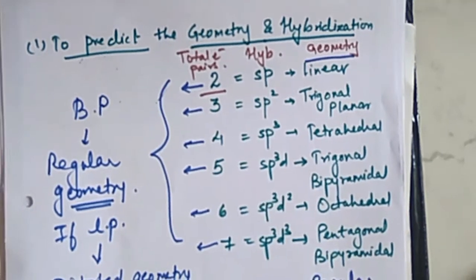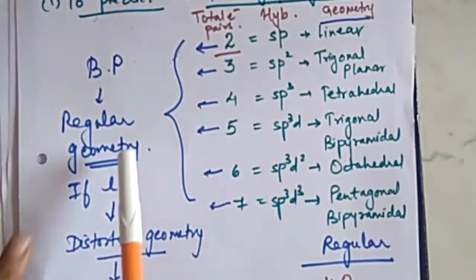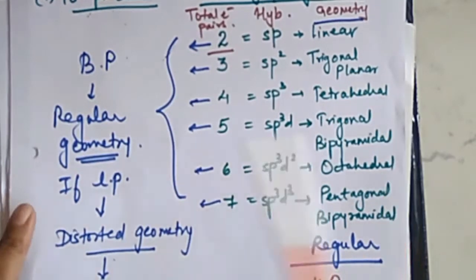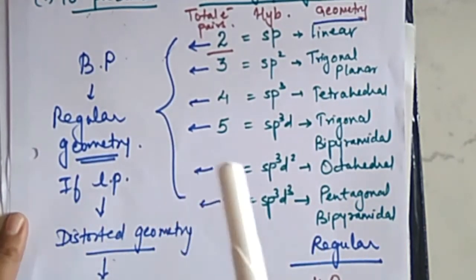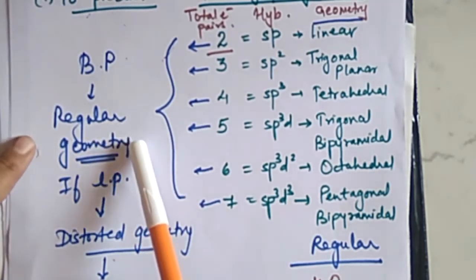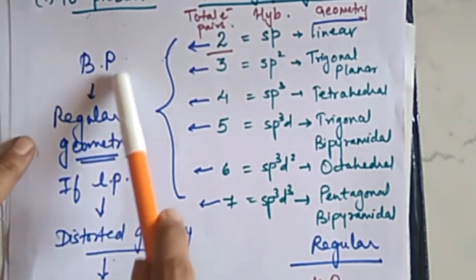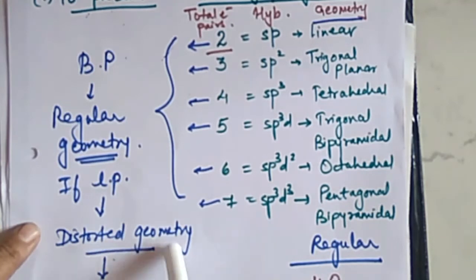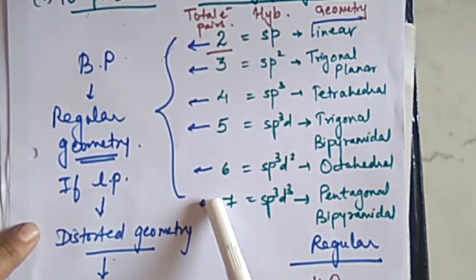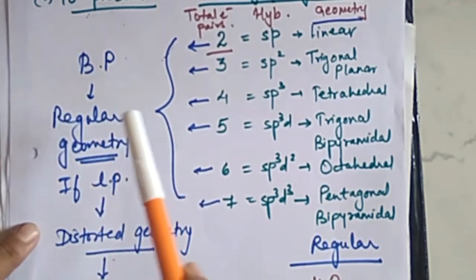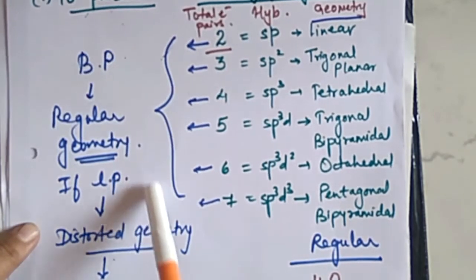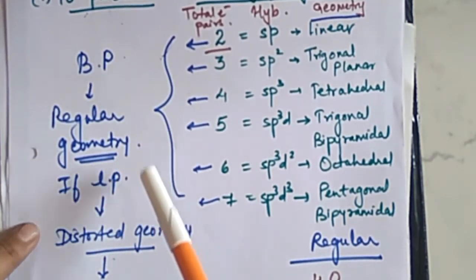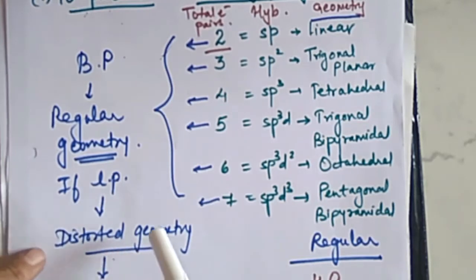Now we need to understand that there is a difference between the regular geometry that we should get and the shape that we get. The regular geometry depends only on the number of bond pairs of electrons. If lone pairs are present, the geometry gets distorted. That means we get some other shape of the molecule. The regular geometry should be this one based on the bond pairs, but because of the lone pairs present, repulsion of electrons is created, and hence the geometry gets distorted. So it gives another shape.